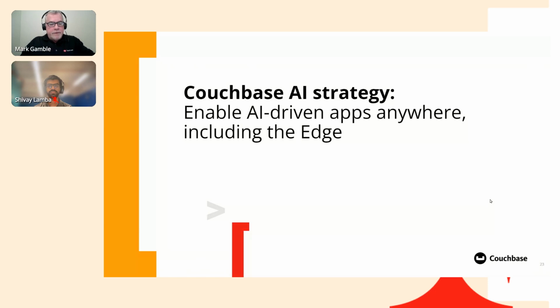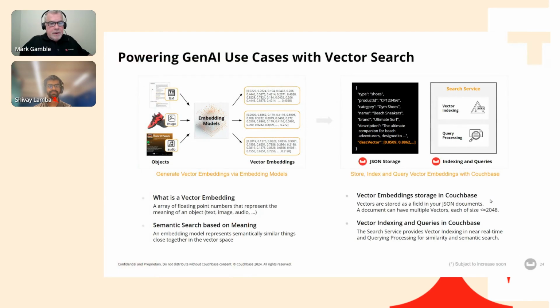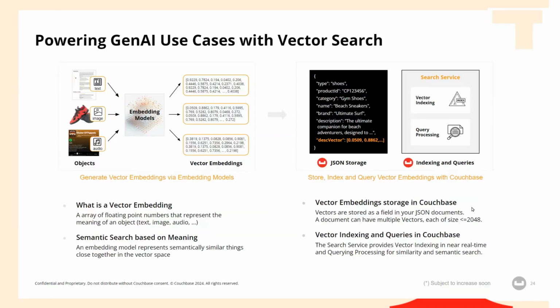So now let's go into enabling AI-driven apps anywhere, including the edge. So we talked about vector search as a feature built in. Vector search is a very, very powerful feature. Built, again, right into that multi-purpose database, Couchbase. And it leverages AI to capture the meaning and context of unstructured data. And this could include, of course, textual data, but also images and audio.